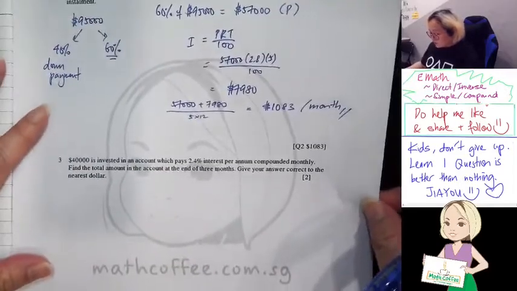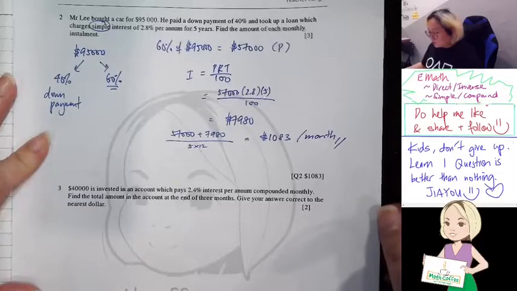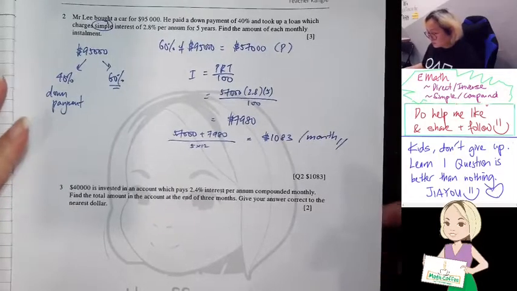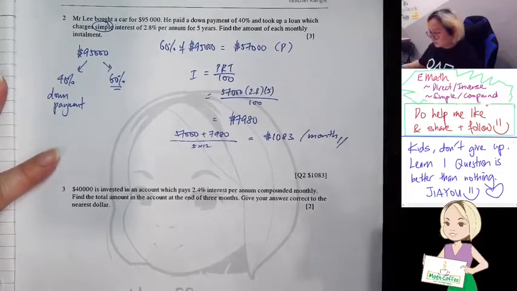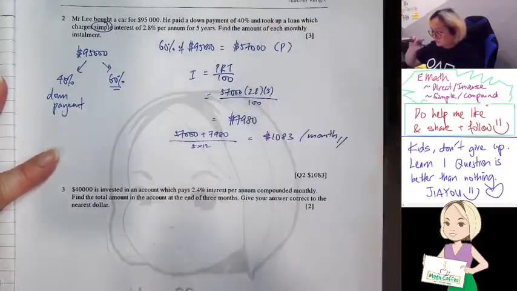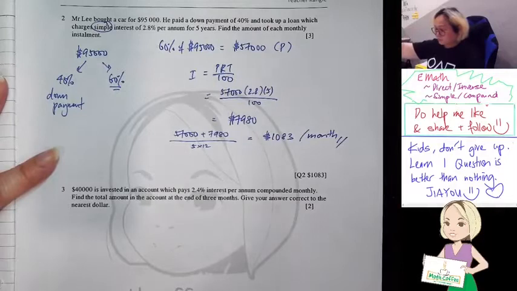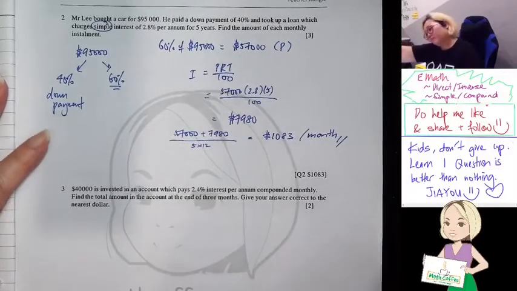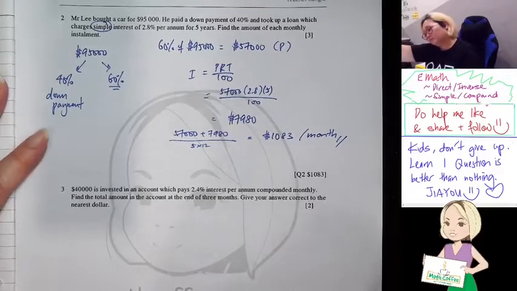Okay, so next. Can you understand why it is 60% already? Hello? Okay, I'm going to move on.